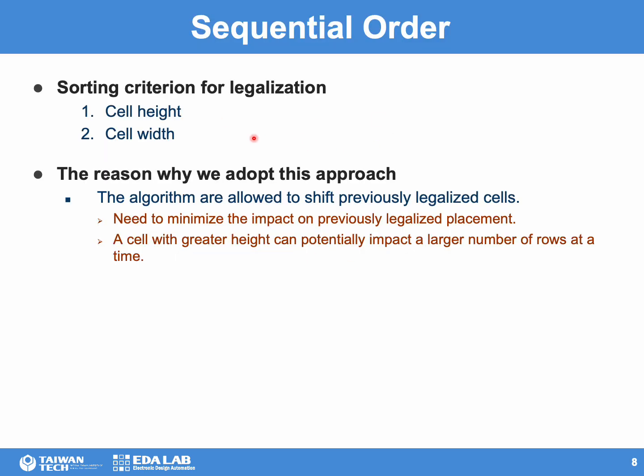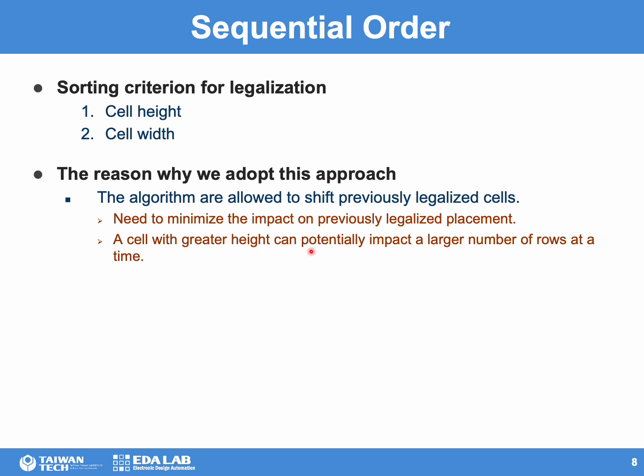Our algorithm follows a sequential approach, which means legalizing cells one by one. However, we have adopted a different order compared with conventional methods. Specifically, we prioritize sorting cells based on their height first and then on their width as the secondary sorting criterion. The reason behind this order is that the algorithm is allowed to adjust the positions of previously legalized cells when legalizing a new cell. However, we aim to minimize modification to the previous placement as much as possible.